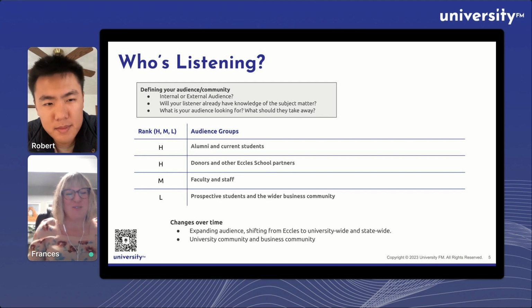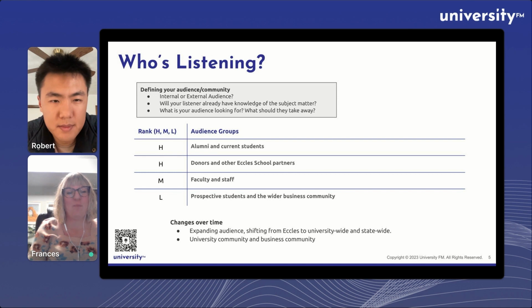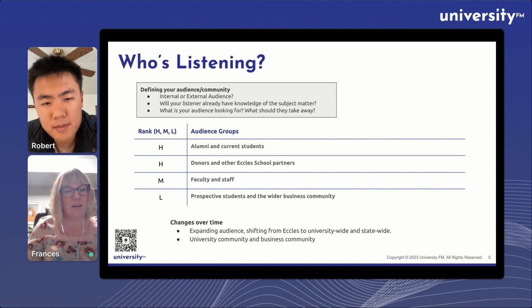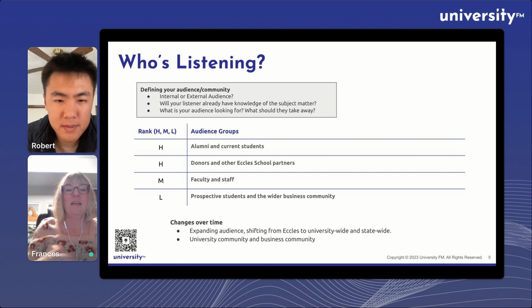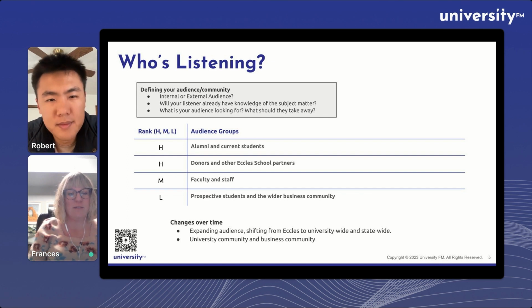So our main goal is to engage with alumni. So they became our primary audience. We also have an initiative at the Eccles School called Alum from Day One, where we try to make students aware that they are alums from the day that they come to the Eccles School. And so current students are also part of our highest priority audience.